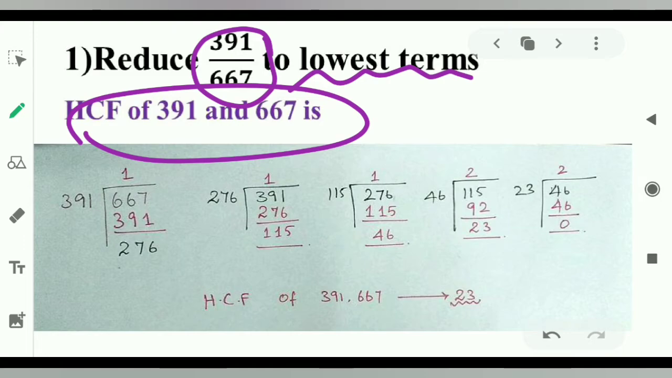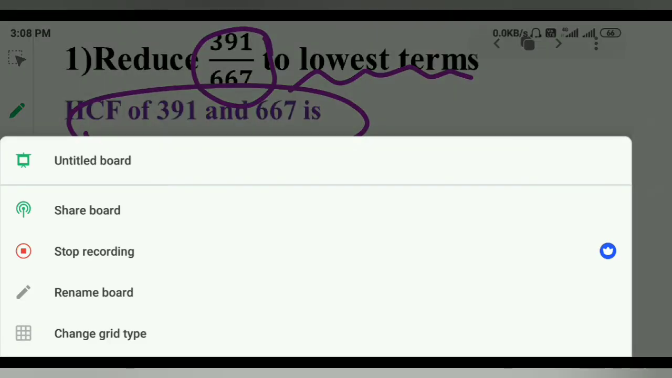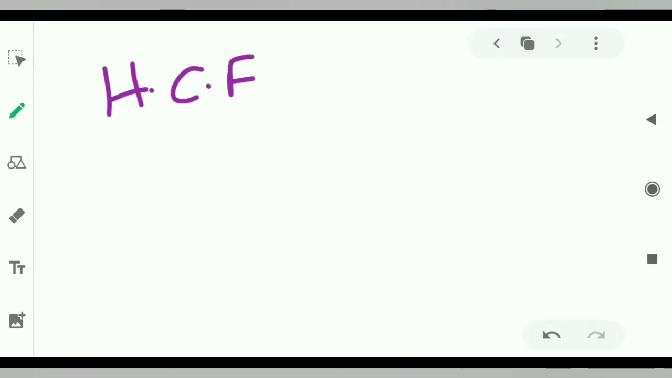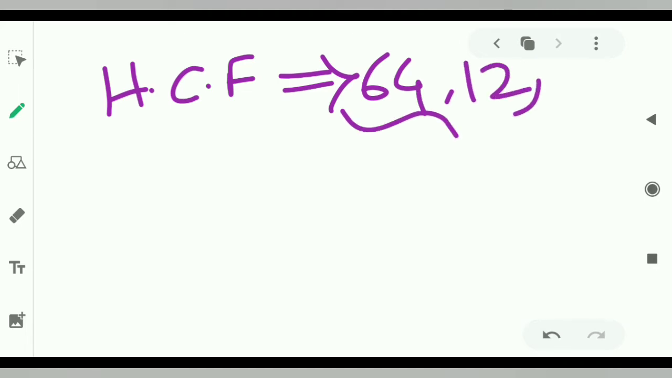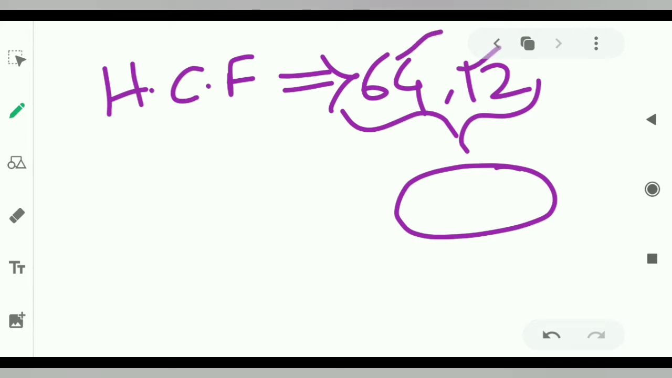Let me quickly explain that. What is HCF? HCF is the highest common factor of 2 or 3 or more numbers. Say for example, if we take 64 and 12, the HCF of 64 and 12 is nothing but the highest common factor that is common to both 64 and 12, right?